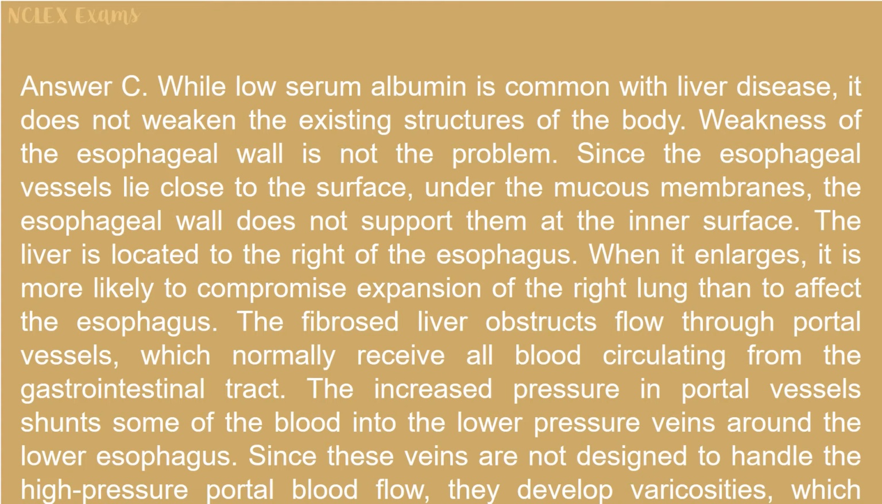The fibrosed liver obstructs flow through portal vessels, which normally receive all blood circulating from the gastrointestinal tract. The increased pressure in portal vessels shunts some of the blood into the lower pressure veins around the lower esophagus. Since these veins are not designed to handle the high pressure portal blood flow, they develop varicosities, which often rupture and bleed. Enlargement of the liver does not displace the esophagus.